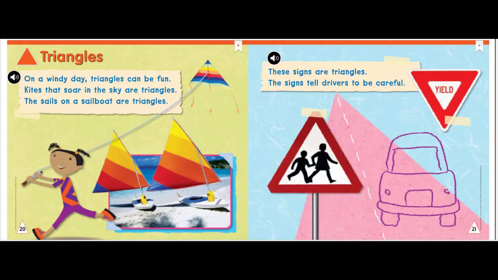On a windy day, triangles can be fun. Kites that soar in the sky are triangles. The sails on a sailboat are triangles. These signs are triangles. The signs tell drivers to be careful.